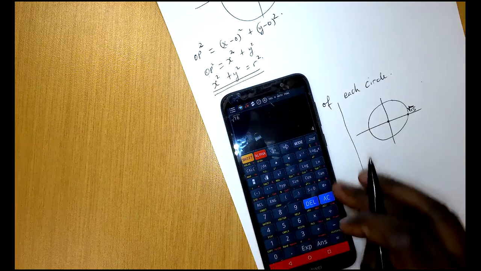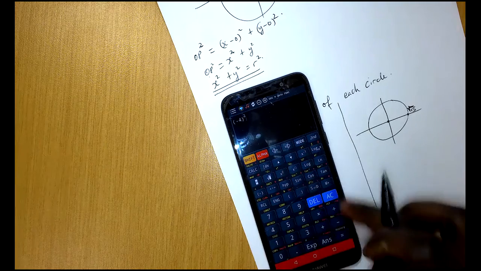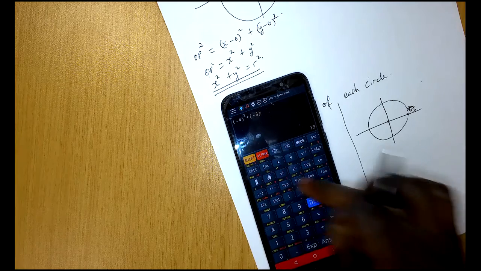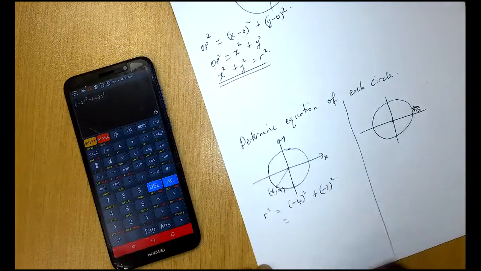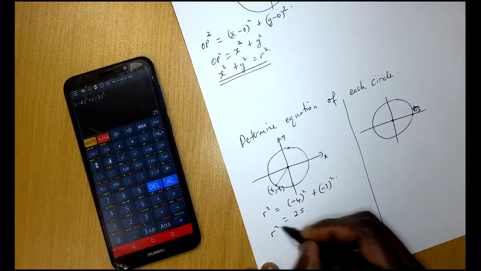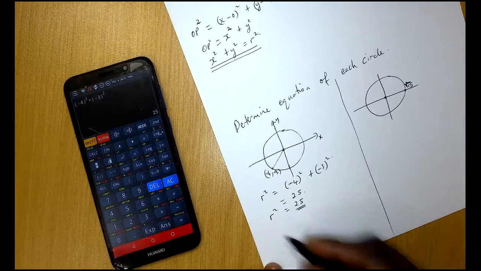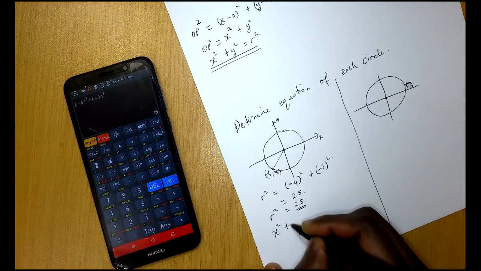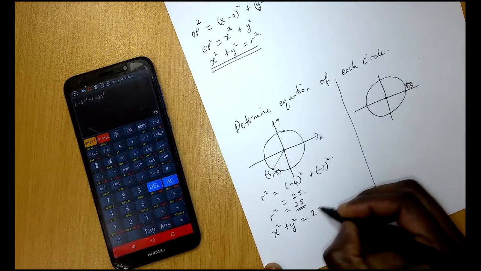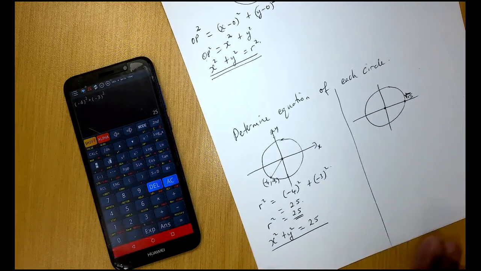If we put that in brackets, (-4) squared plus (-3) squared, we get 25. So R squared is equal to 25. Therefore the equation of the circle, X squared plus Y squared, is equal to 25. That becomes our equation. Simple as that.